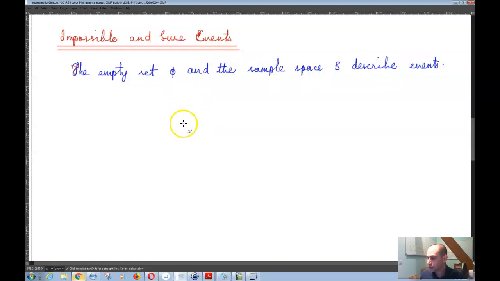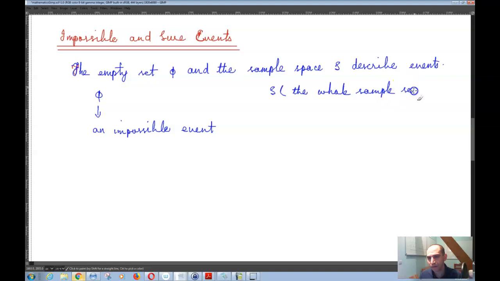In fact, null is called an impossible event. So null, you can call it an impossible event. And S, the whole sample set, is called the sure event.